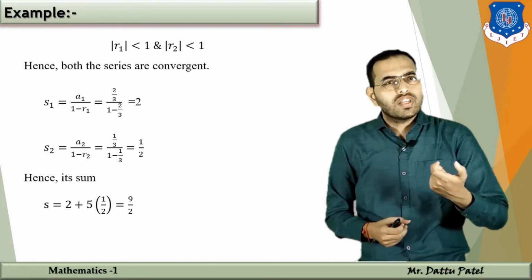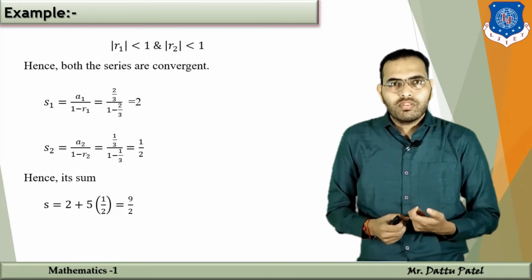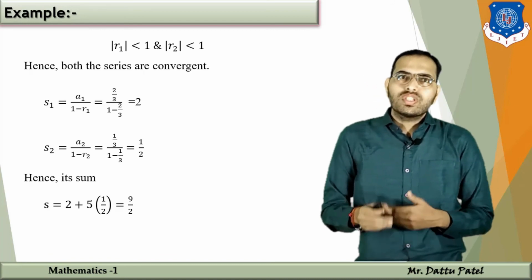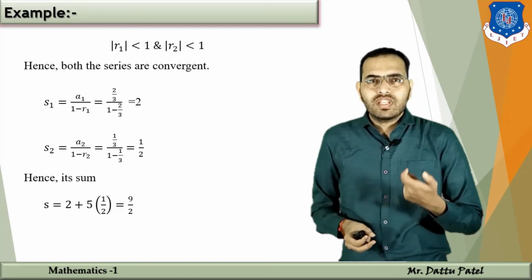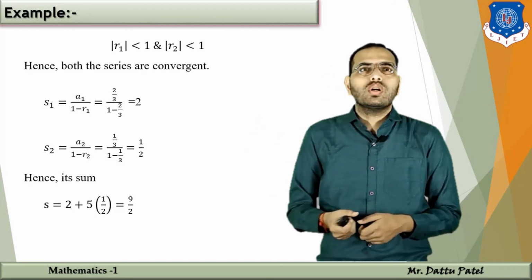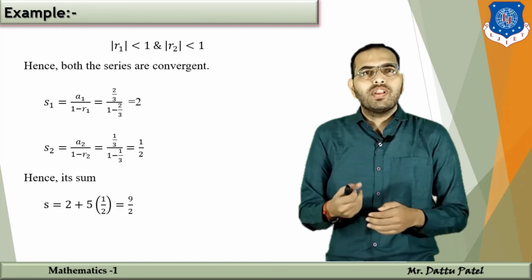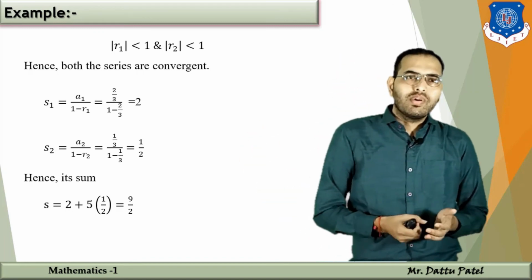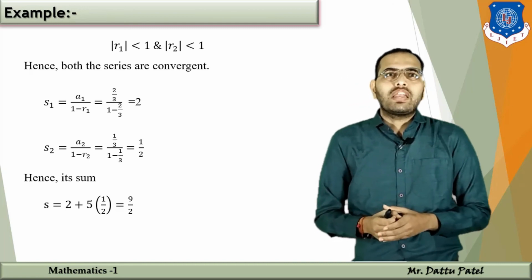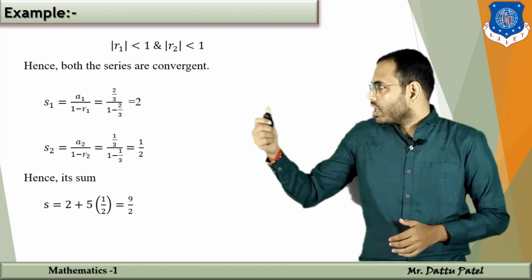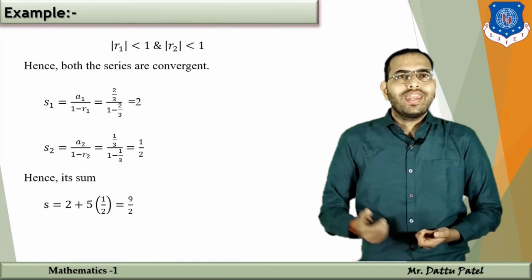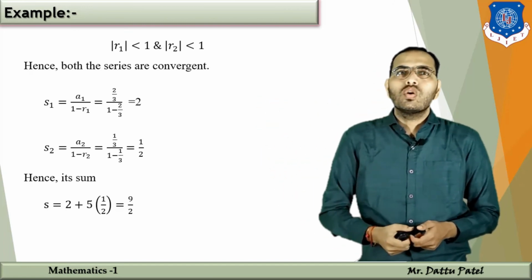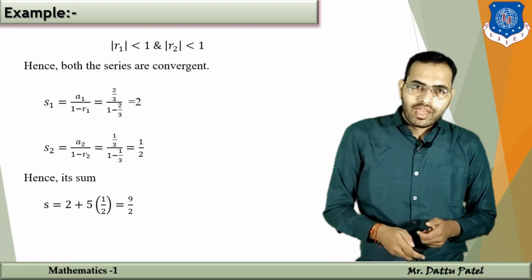The sum of the first series, S1, equal to a1 upon 1 minus r1. Substituting the values of a1 and r1, it becomes 2. Similarly, the sum of the second series, S2, is a2 upon 1 minus r2. Simplifying after putting the values of a2 and r2, it becomes 1 half. Now we find the total sum S. So S equal to S1 plus 5 times S2, where S1 is 2 and S2 is 1 half, so it becomes 2 plus 5 into 1 half, that is 9 by 2.